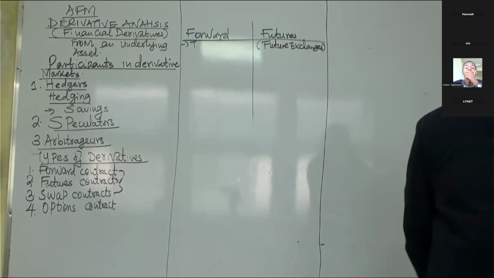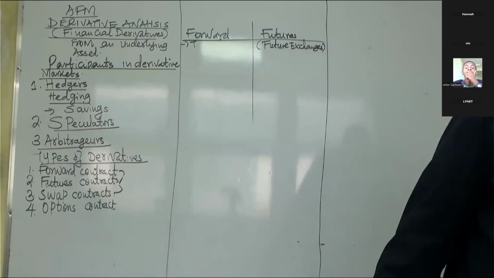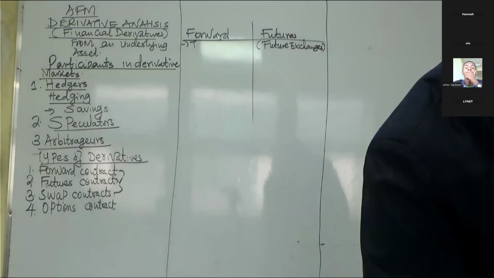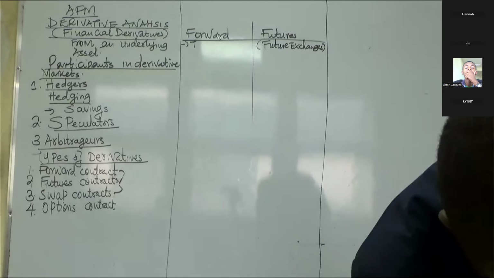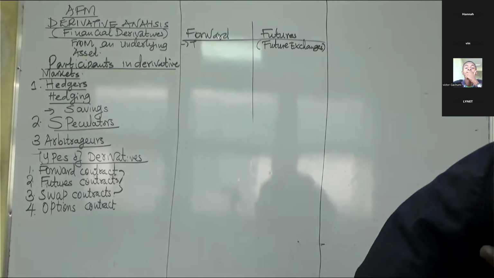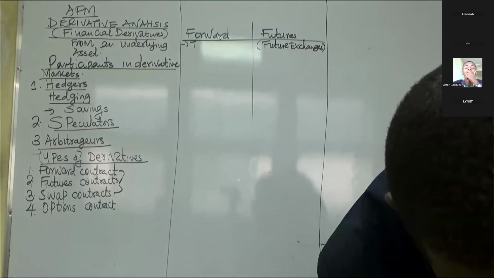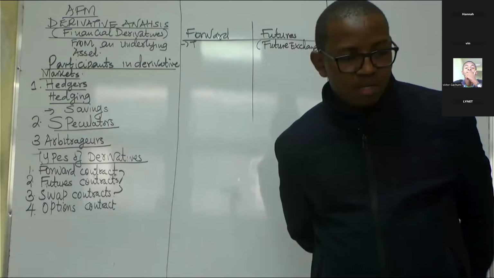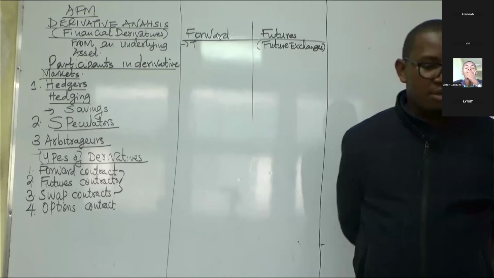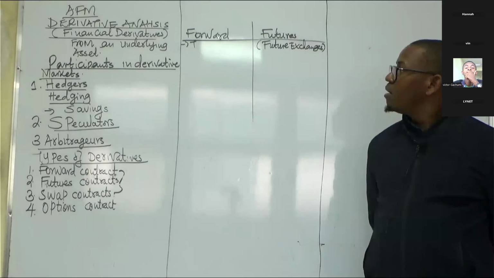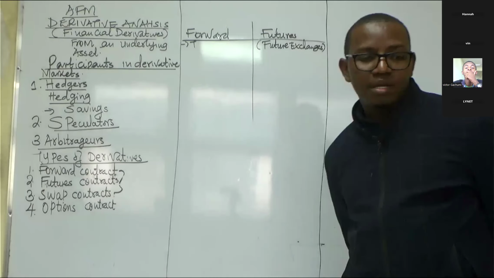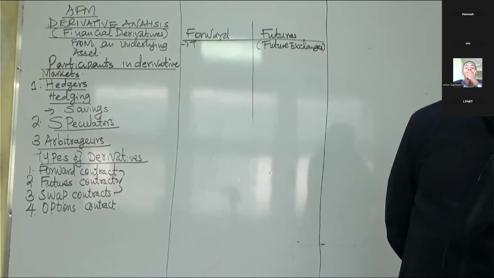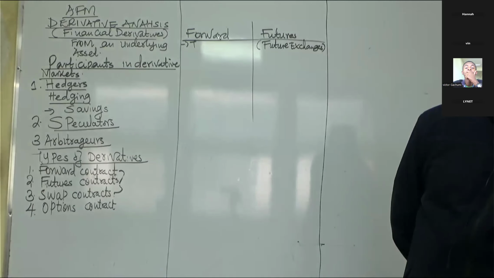Someone is saying that the sound is breaking. So I've said that the default risk is higher in forward contracts, and on the other side, the default risk is lower.